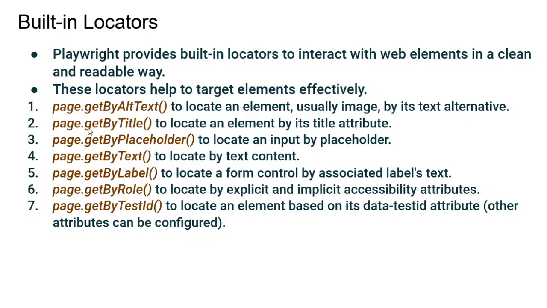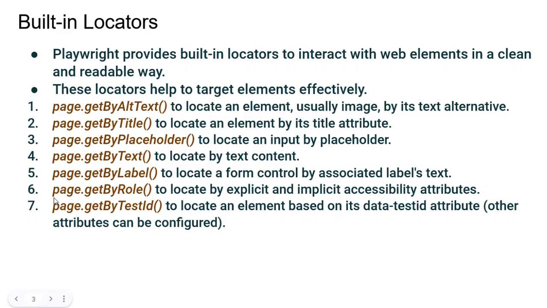For example, page.getByTitle. This method is used to locate an element by its title attribute. So if you have some element which is having a title attribute, we can capture that element by using the page.getByTitle method. We also have the page.getByPlaceholder method. It will be used to locate an input by placeholder. We also have page.getByText to locate by text content. We have page.getByLabel to locate a form control by associated label's text.